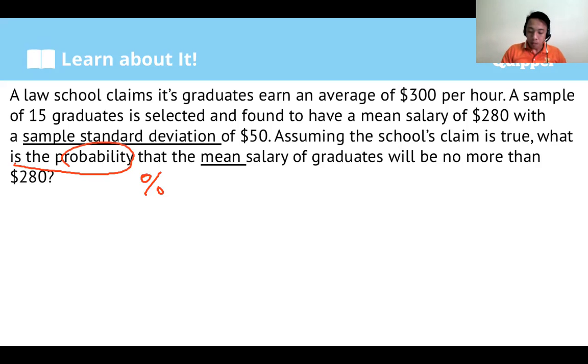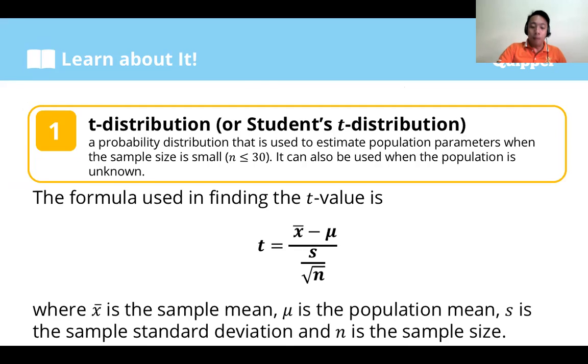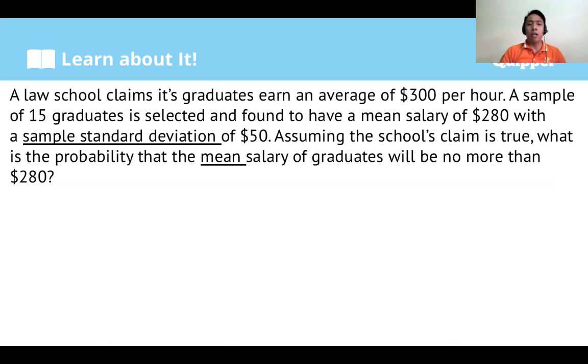Now, let us first find the t-value. But before that, we need to identify the four symbols we mentioned earlier: first, the sample mean, the population mean, the sample standard deviation, and the sample size. What do you think here?